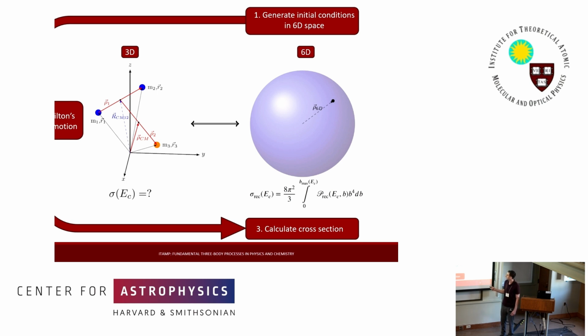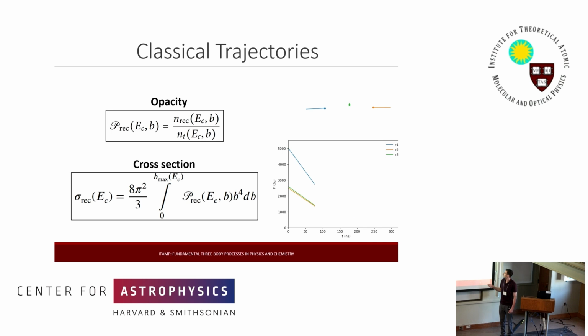This also depends on the collisional parameters, such as the collision energy and the impact parameter, which we define ourselves. Here's a little movie of a solution of a 3-body collision. The 3 bodies come in, they collide at some center, and then some diatomic molecule is formed.